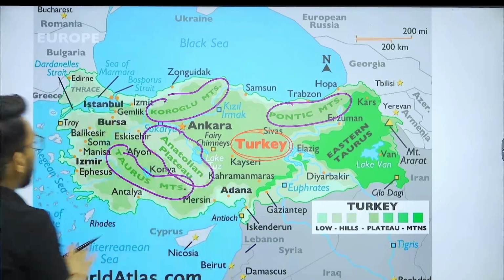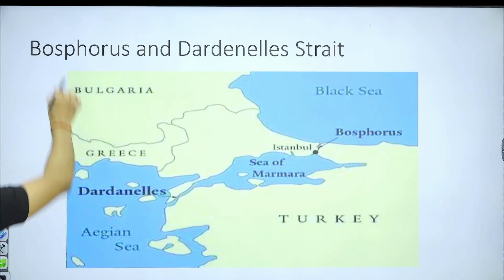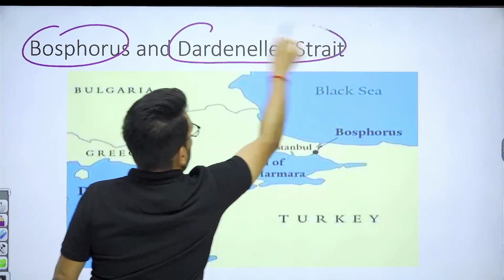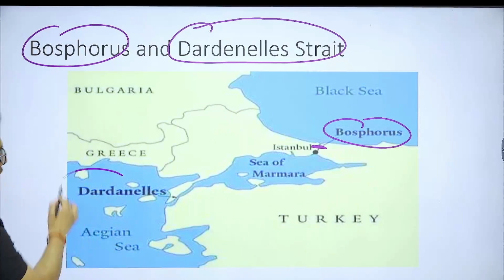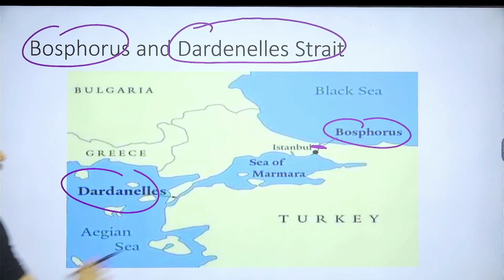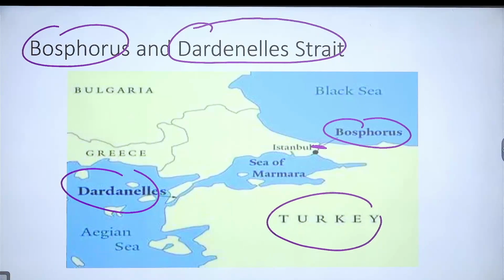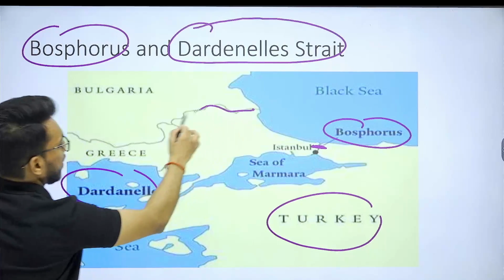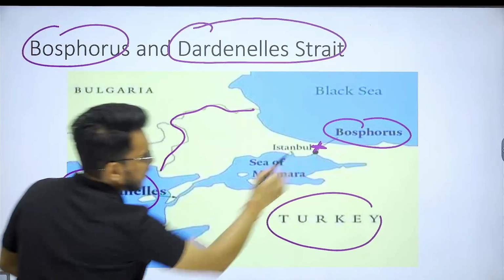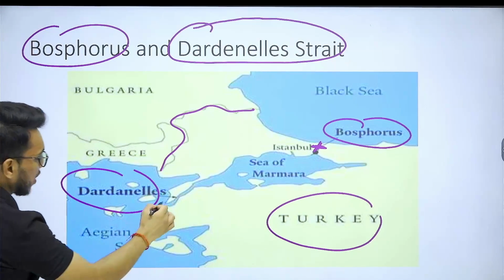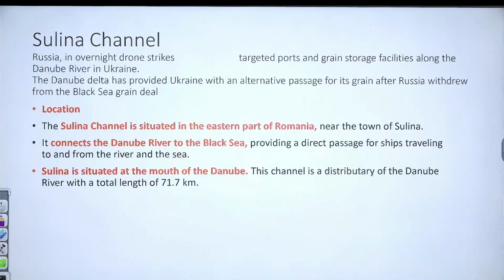And if we talk about the Bosphorus and Dardanelles Strait, here we have the Bosphorus Strait. Here we have the Dardanelles Strait. These are two straits, as well as the Sea of Marmara, and it is here in Turkey. Now this is the international border area. All this area is Turkey. So Bosphorus Strait is within Turkey's zone and Dardanelles Strait is also within Turkey's zone. Okay, so I hope that this is clear.